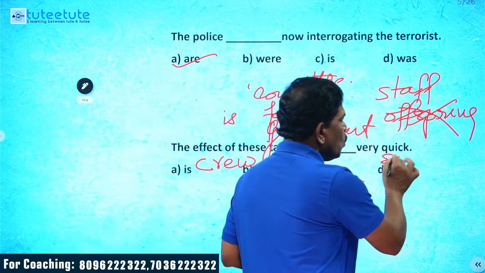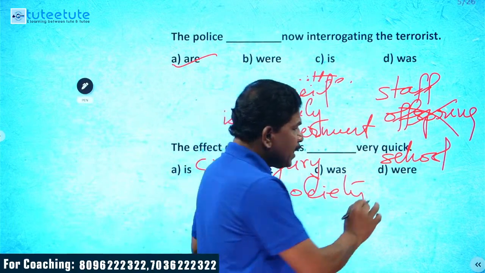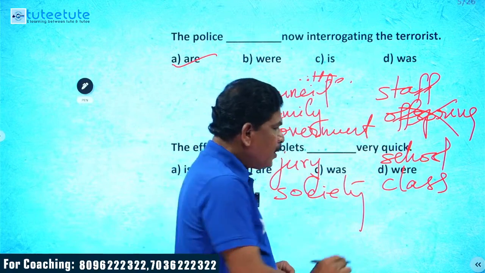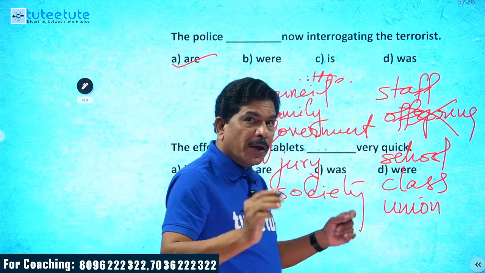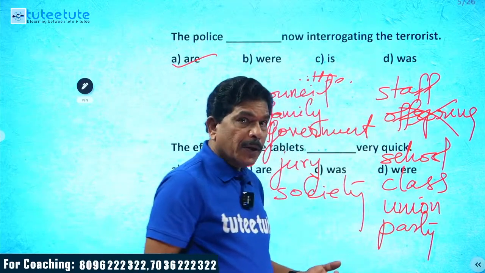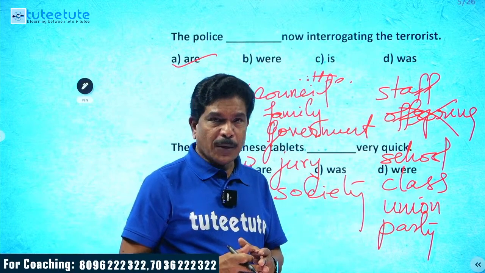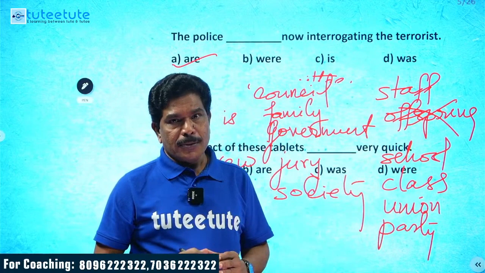Then we have school. School is a group noun. Then class is a group noun. Then we have union is a group noun. Then we have party, political party, union, party. They are all group nouns. Okay, so you should be very careful while using these nouns.